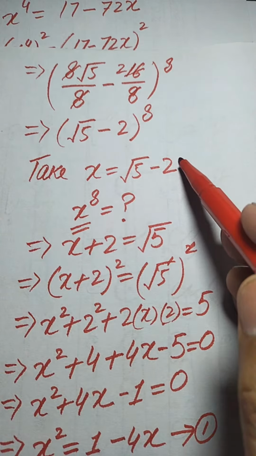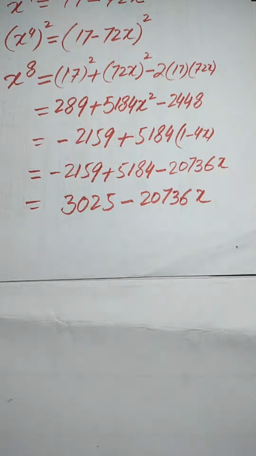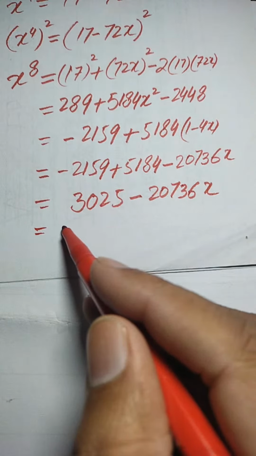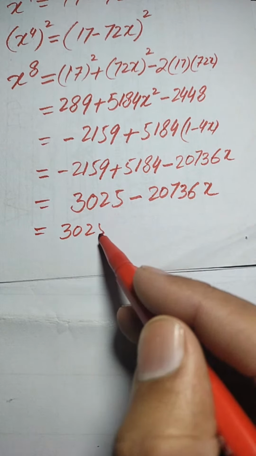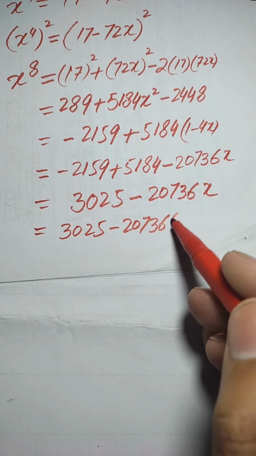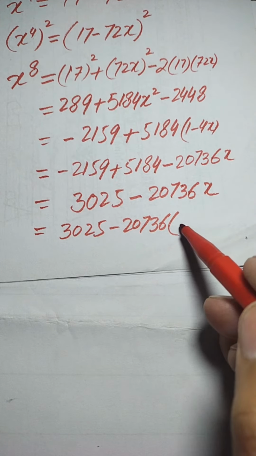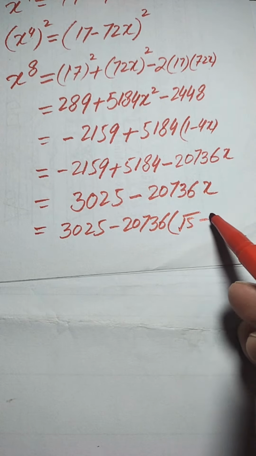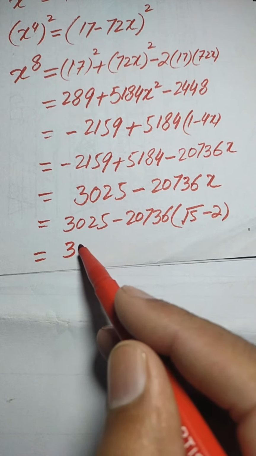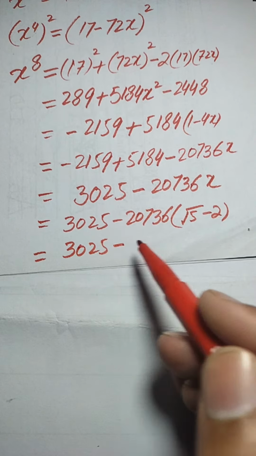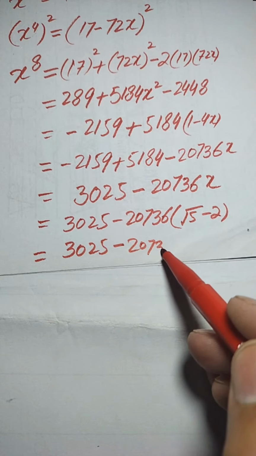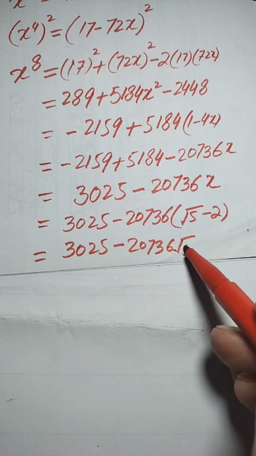So here we need to move backward and we substitute this value of x here. So it will become 3025 minus 20736 into the value of x which we can see here is square root of 5 minus 2, and from here we get 3025 minus, when we multiply this value here it will become 20736 into square root of 5.